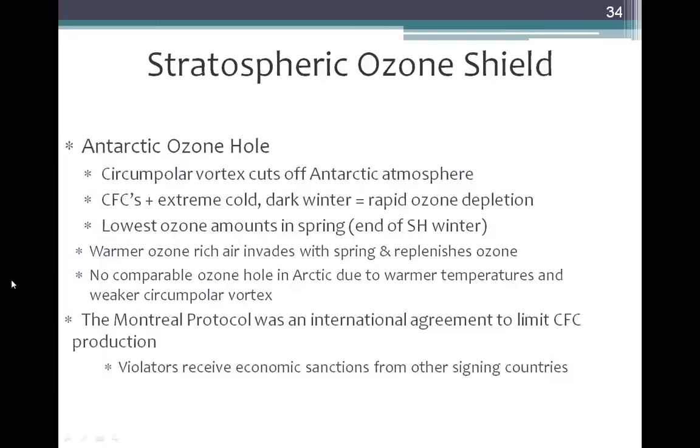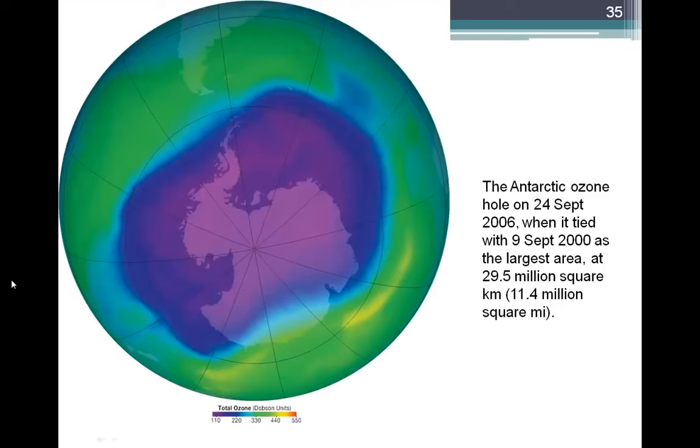The Montreal Protocol was an international treaty, an agreement to limit CFC production so that we could stop this destruction of the ozone layer. It would be incredibly detrimental to Earth. And in fact, we've seen detrimental effects. There's been marked increases in skin cancer in humans and animals. Here's a graphic that shows the Antarctic ozone hole from 2006, which was one of the years for which the ozone hole was largest.